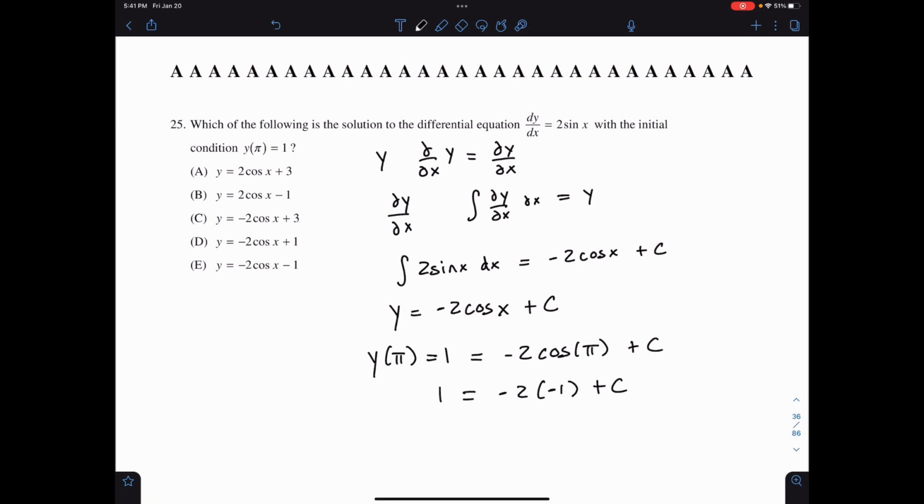So I get 1 is equal to 2 plus c. This means that c is equal to negative 1. And that means that my answer is E, right here: y equals negative 2 cosine x minus 1.